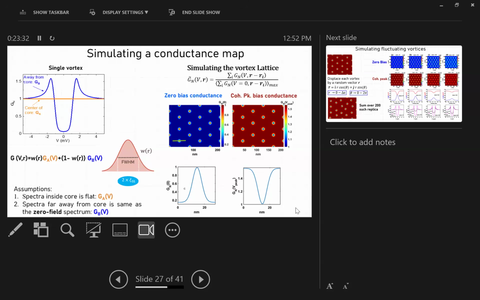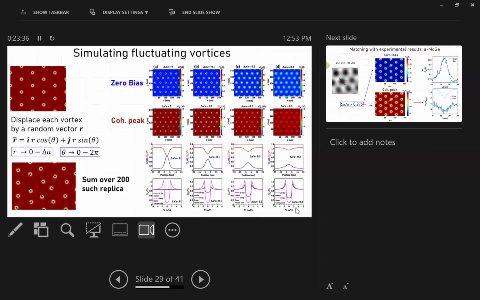If you do that, you simulate this kind of zero bias conductance map, and this is without any fluctuation. Here, my vortices are not fluctuating at all. When I have to simulate fluctuating vortices, what I do is this: I displace each vortex by a small amount, both in magnitude and in direction. The displacement magnitude is a random number between 0 and delta A, and of course the direction is between 0 and 2 pi, again taken as a random number.